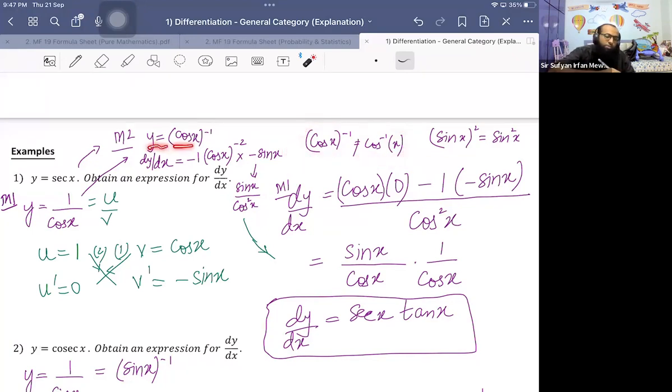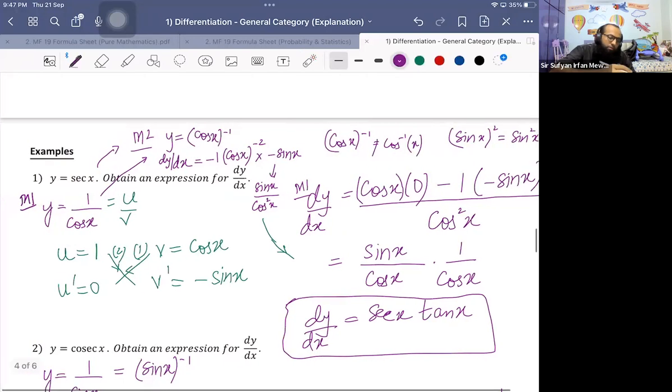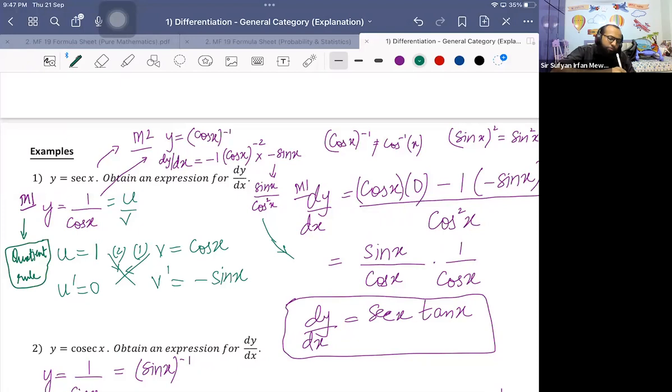So if y equals cos x whole power minus 1, then if we are differentiating, first we deal with the power. This means we multiply the power. Now this is to be dealt using composite function rule. Over here we use the quotient rule. Method 1 uses the quotient rule. And method 2 uses the concept of composite functions.